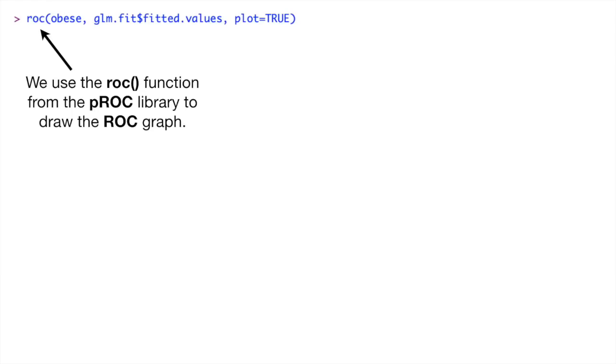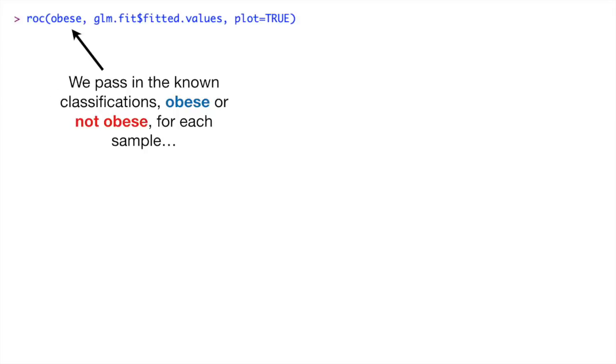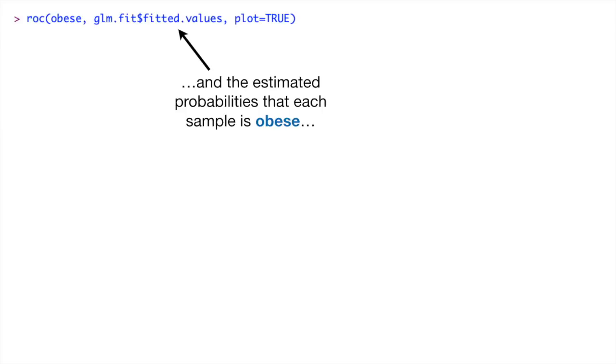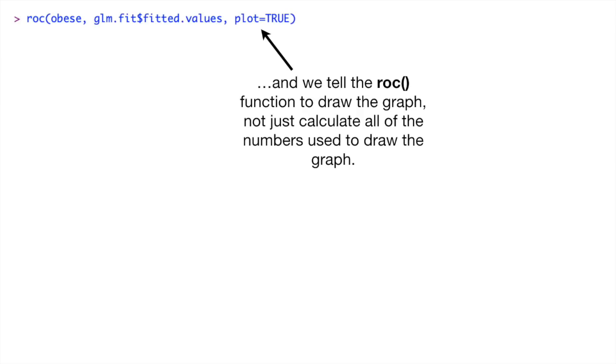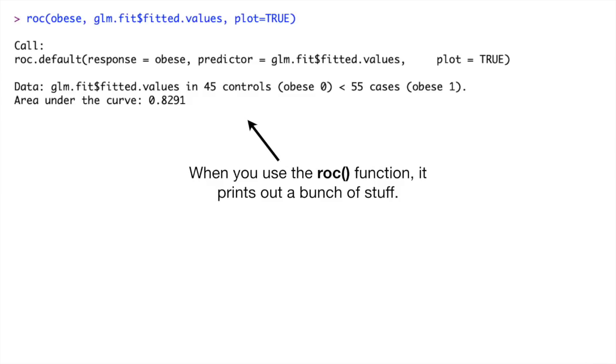We use the roc function from the pROC library to draw the ROC graph. We pass in the known classifications, obese or not obese, for each sample, and the estimated probabilities that each sample is obese. And we tell the roc function to draw the graph, not just calculate all of the numbers used to draw the graph.